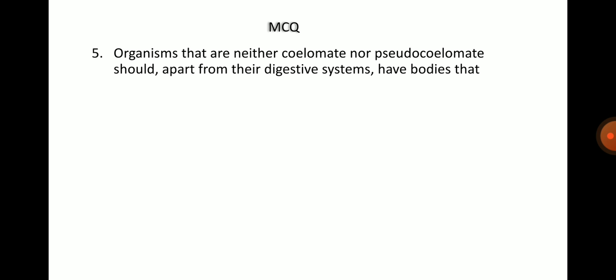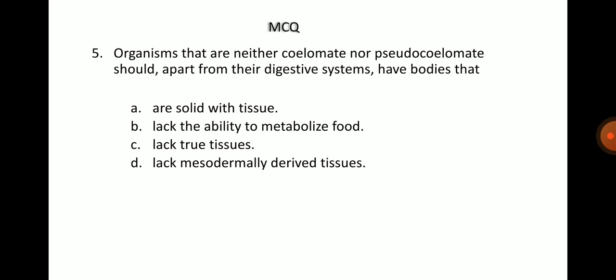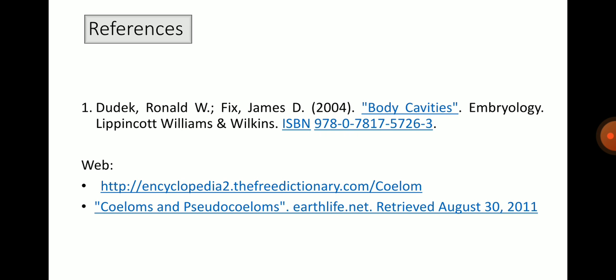Final question, the organisms that are neither coelomate nor pseudocoelomate should, apart from their digestive systems, have bodies that, options are solid with tissue, lack the ability to metabolize food, lack true tissues, lack mesodermally derived tissues. Answer is the option A, that is they are solid with tissue.